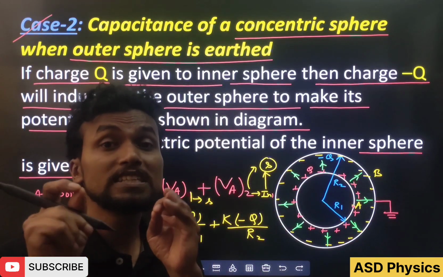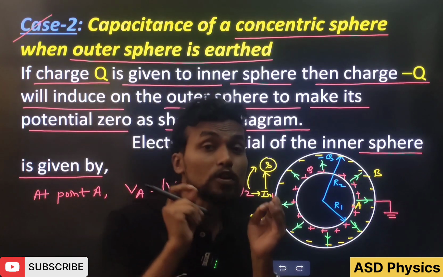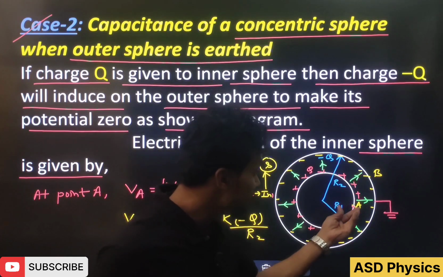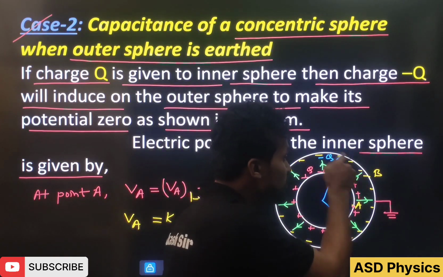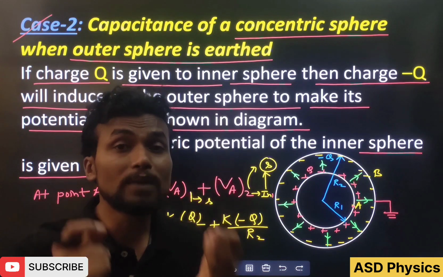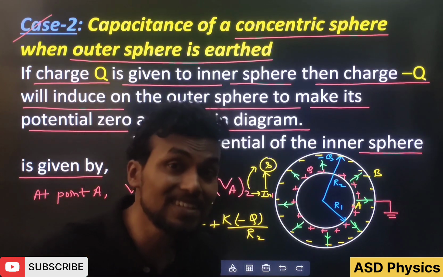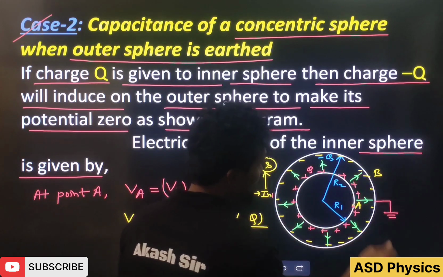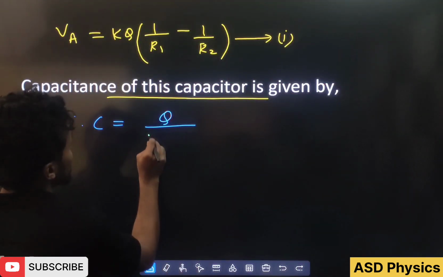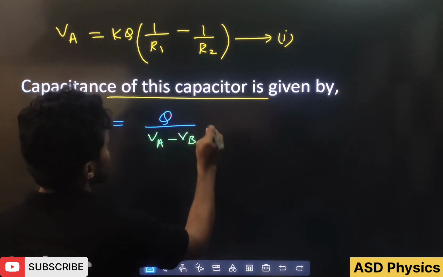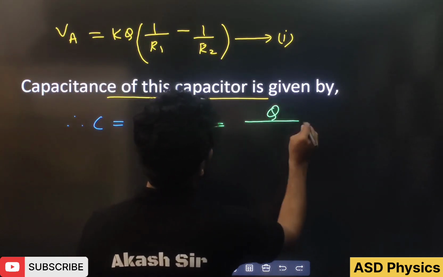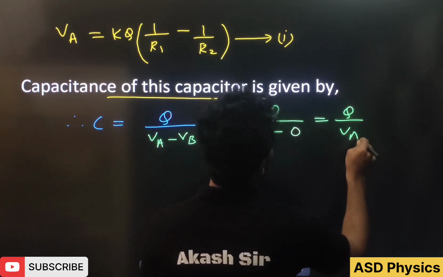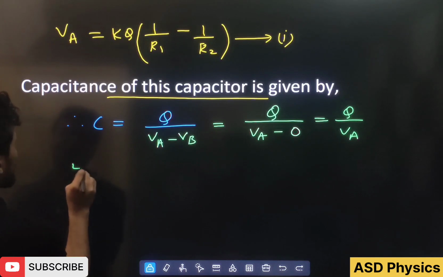How much? We know C equal to Q by V. What is V? V is the potential difference between the two plates. One plate is the inner plate, with potential A. The other is the outer plate, with potential B. That means potential difference VA minus VB, since in the direction of the electric field potential decreases. This has charge Q, here potential A, here potential B. So C equals Q by VA minus VB. Here potential VA, and VB is 0, because the outer one is connected to ground. So it comes Q by VA.